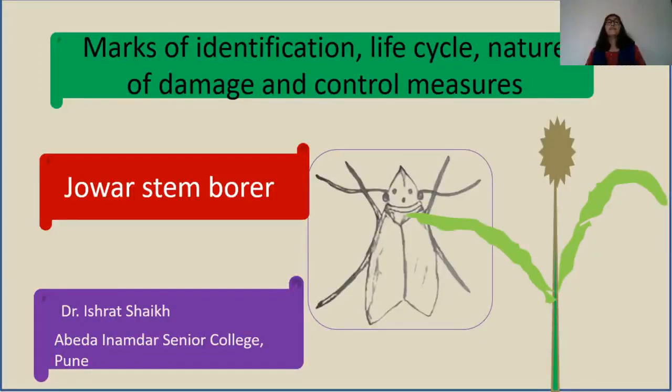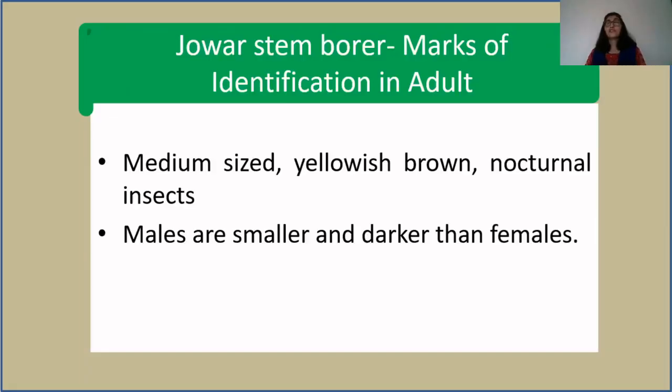Hello everyone. Today we will be starting with a new module, that is agricultural pest. So in our discussion today, we will cover marks of identification, life cycle, nature of damage and control measures of jawar stem borer. Jawar stem borer, marks of identification in adults.